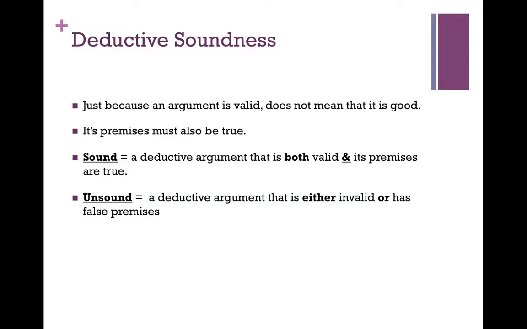Now notice here that in order to be sound, two things have to happen: valid and true premises. Whereas to be unsound, one of two things can occur. Either it can be invalid or it can have false premises. Actually, a third thing, or both of those can exist. So the road to heaven is a straight and narrow path, valid and true premises. Whereas the road to damnation is broad and wide: invalid, false premises, or both.